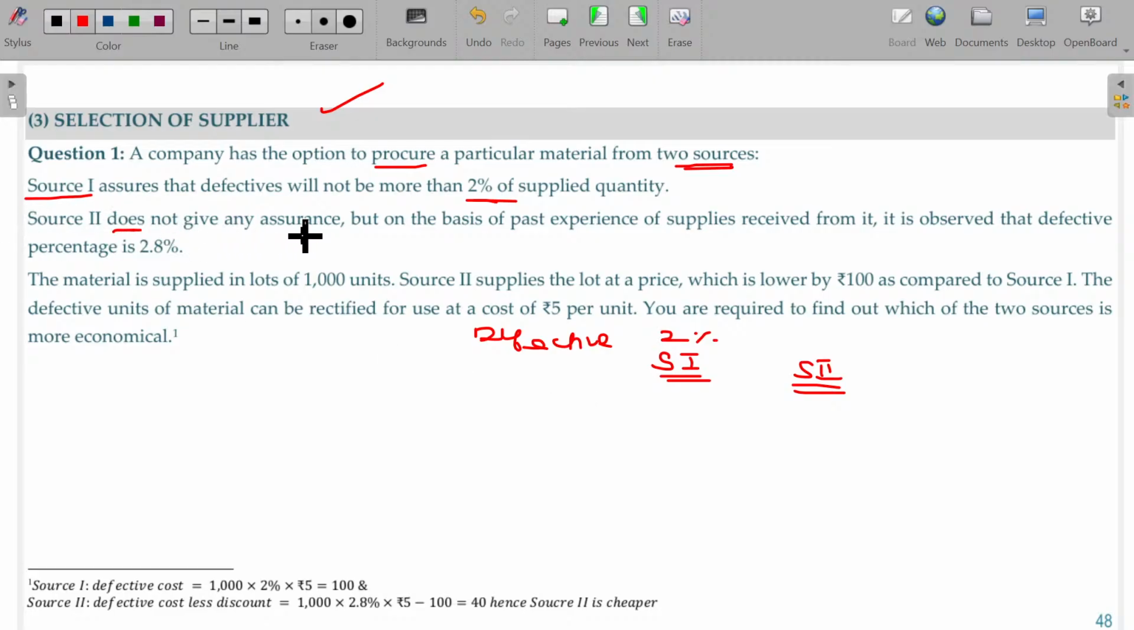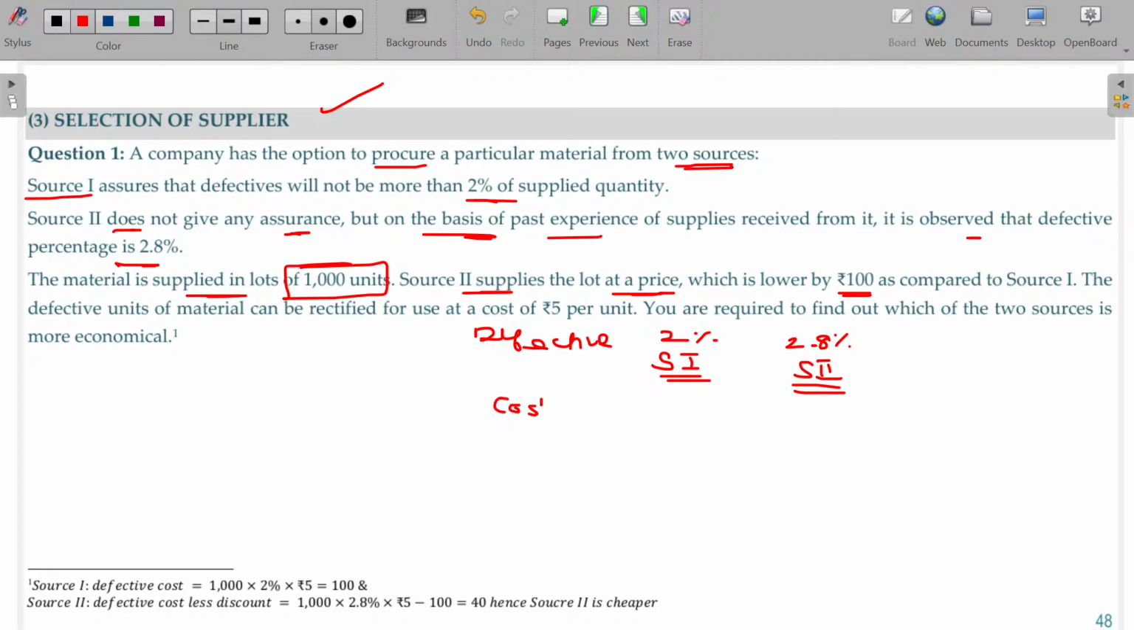Source 2 does not give any assurance, but on the basis of past experience of supplies received from it, it is observed that the defective percentage is 2.8. But if you are purchasing from S2, he is not guaranteeing. But anyhow, from the past year's experience, we came to know 2.8% may be defective. The material is supplied in lots of 1,000 units. You are not going to purchase 100 units. You purchase in a lot size of 1,000. Source 2 supplies the lot at a price which is lower by 100.